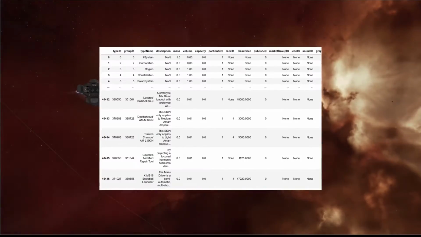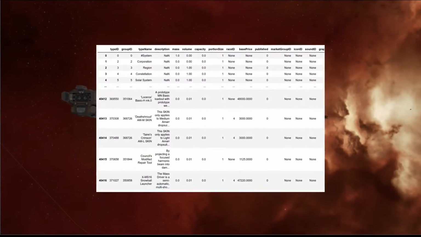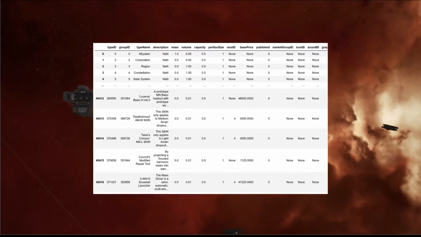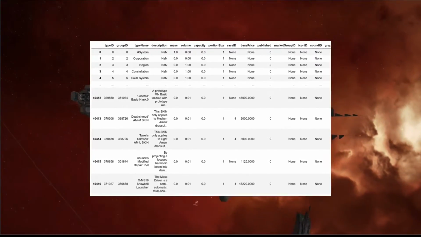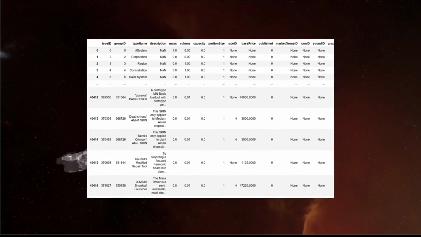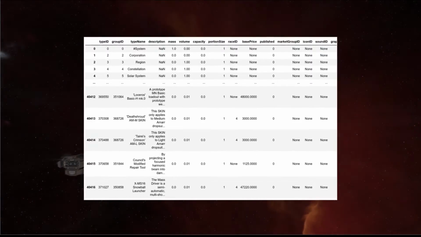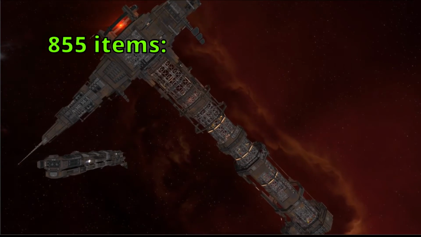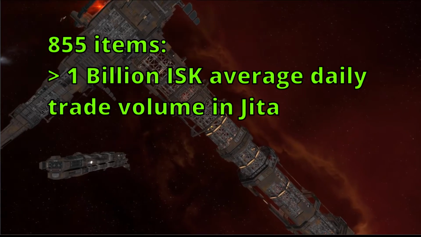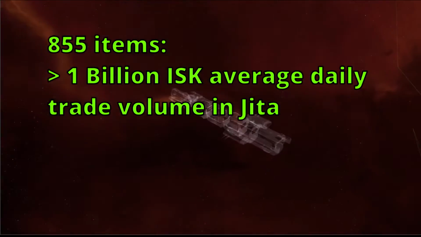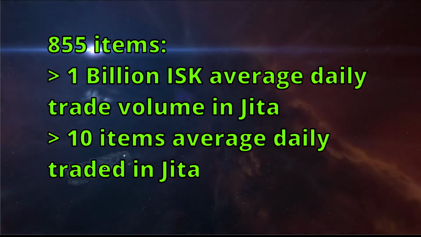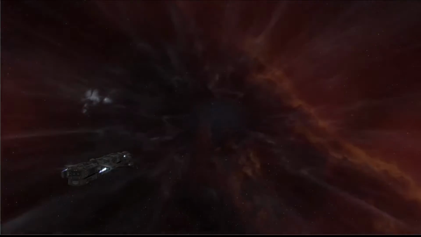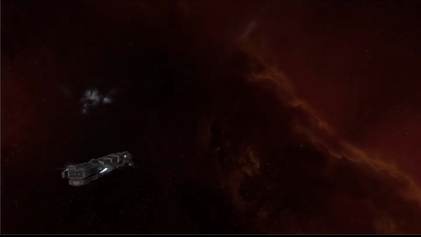In addition to that, we would need a recent static data export for Tranquility. Among other things, the static dump contains the latest list of valid item types and such data as their volume, name and other characteristics which we are interested in. I have pre-selected a set of 855 types which have at least 1 billion ISK average market turnover in JITA and at least 10 items sold there daily on average. This is to save some time analyzing dead and low profit markets.